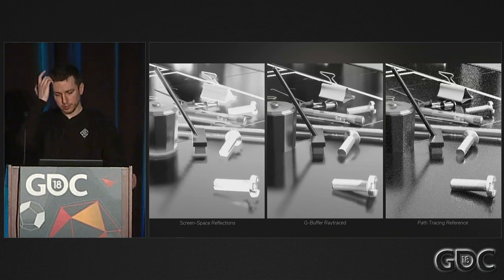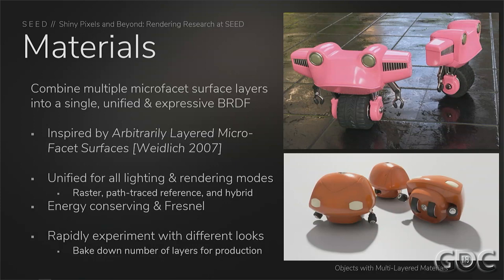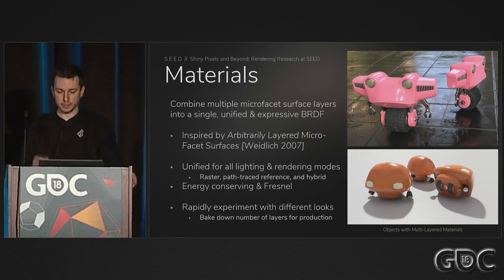Here's another example. Everything feels much more grounded when you have none of these sampling artifacts, especially if you look at the paper clip in the middle. You can see how the rays just make sense, and our results look really close to path tracing. When it comes to materials, for this project we put together a material model where we combine multiple layers into a single unified expressive BRDF. By unified, I mean that this model works for all lighting and rendering modes. It's also energy conserving, and it handles Fresnel between layers.